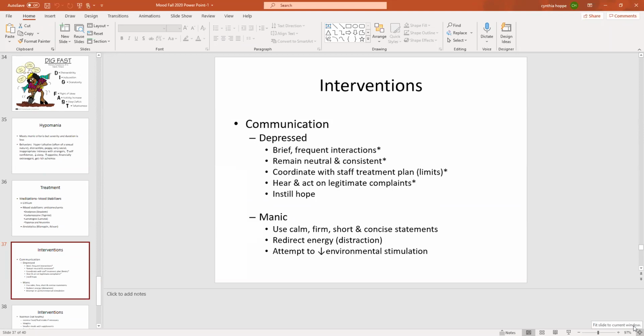As far as communication, depressed, they're not going to want to talk to you. They're not going to have eye contact. They're just going to be sitting there or standing there. So we need to have frequent interactions with them. We need to constantly assess mood and affect. We need to be supportive, encouraging, and act on any legitimate complaints. They may focus on somatic issues, and so we need to check those out.